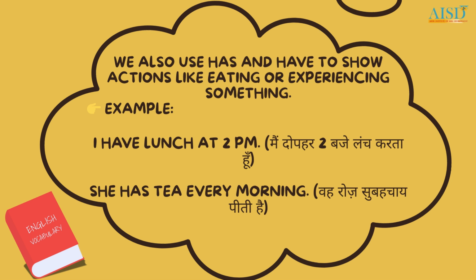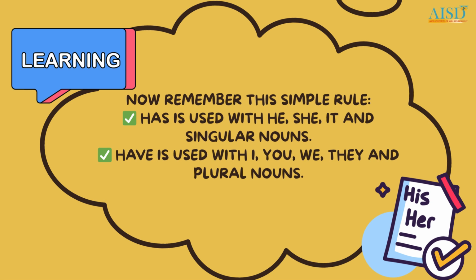Simple rule of has and have is कि has is used with he, she, it and have is used with they, you, we and I. ये has and have फिर से मैं बता दूं एक बार आपको कि ये present tense में use होता है.